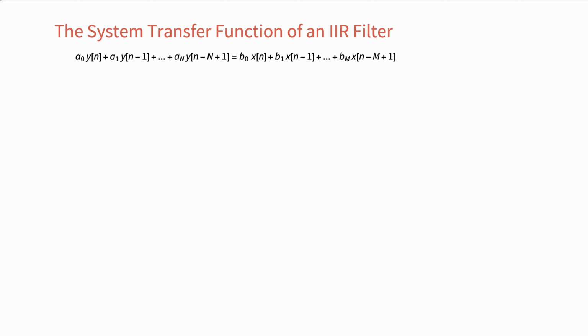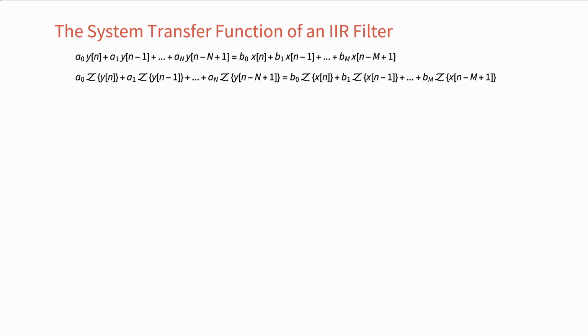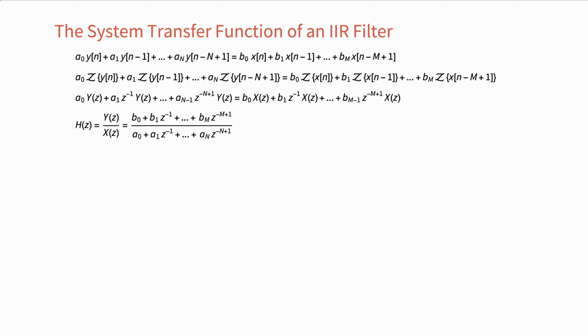Now, IIR filters are modeled by an nth-order linear constant coefficient difference equation of the form shown here. Taking this difference equation into the Z transform domain and applying the shift theorem, we get an algebraic equation, which we can solve for the transfer function h of z, the ratio of y of z over x of z. As we obtained here, the system transfer function of an LSI system, a linear shift invariant system, is always a rational function.